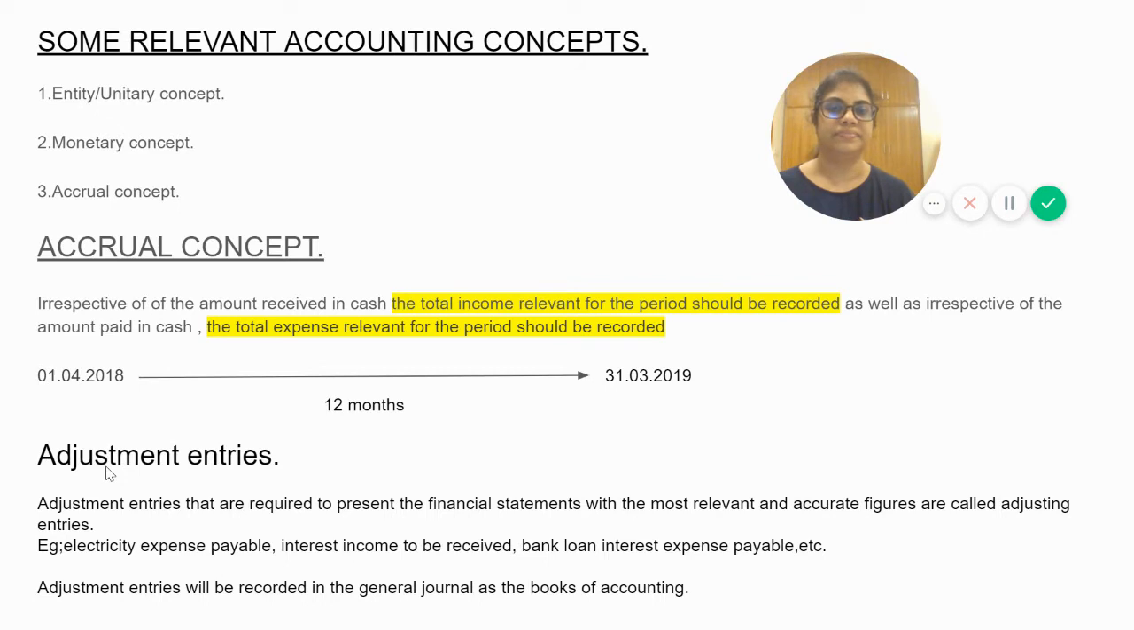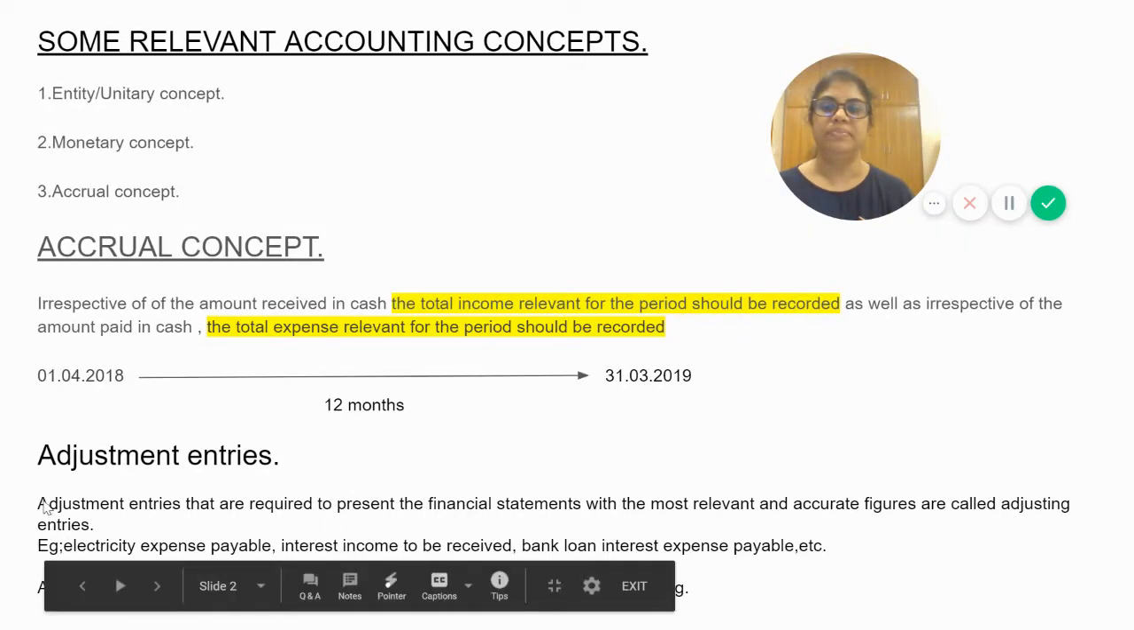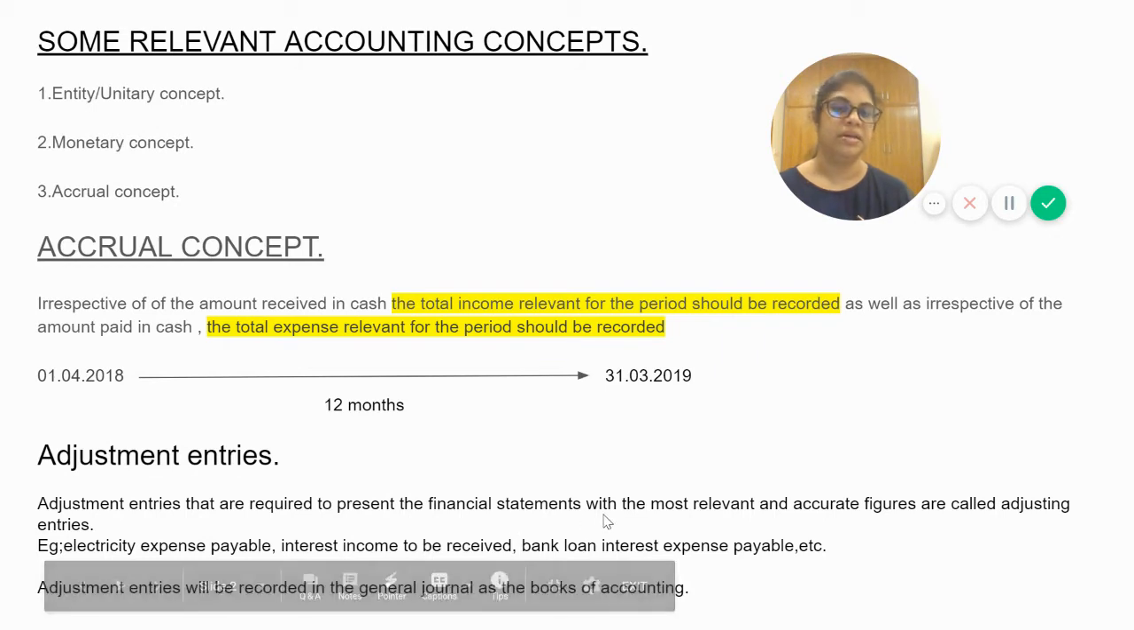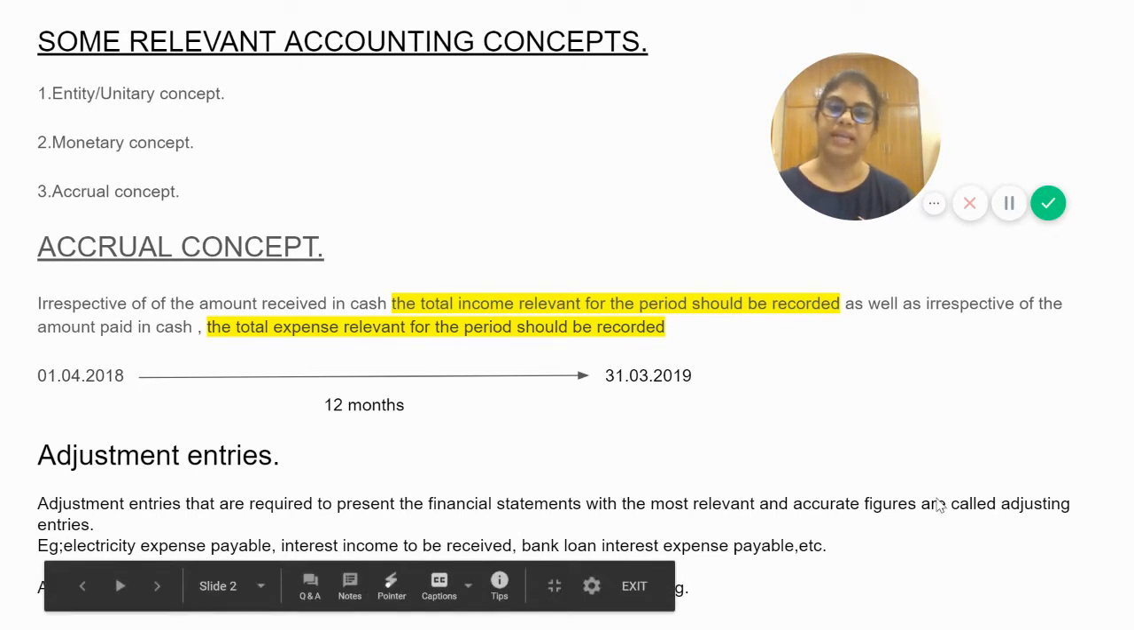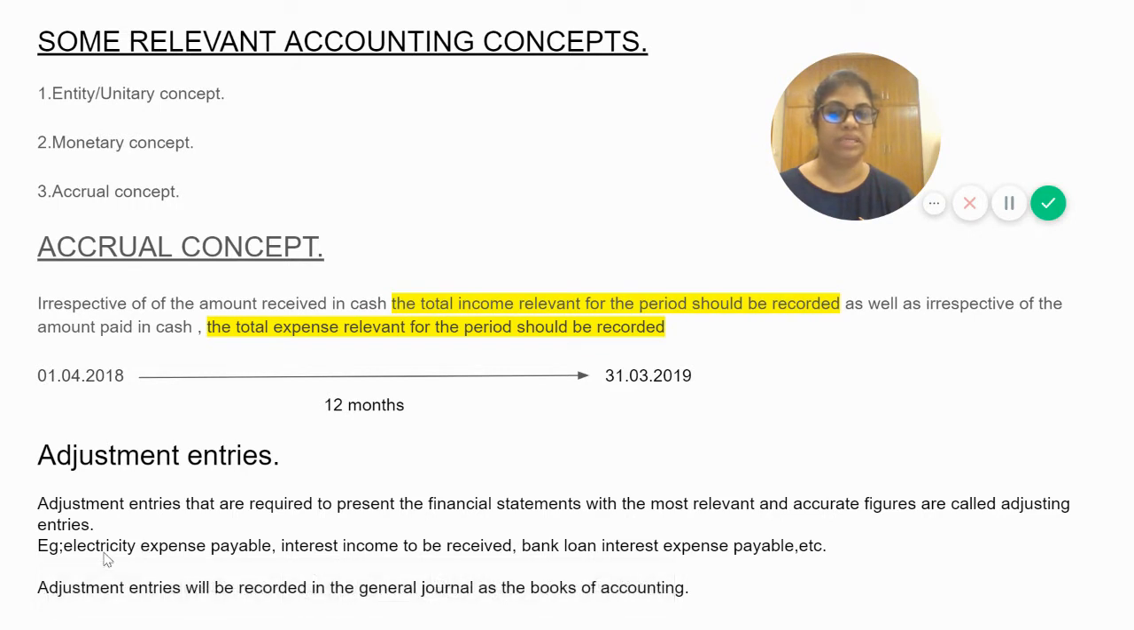Right? That will be done using the adjustment entries. Adjustment entries that are required to present the financial statements with the most relevant and accurate figures are called adjusting entries. Here I have shown you some examples.